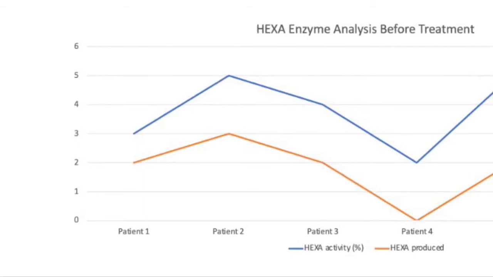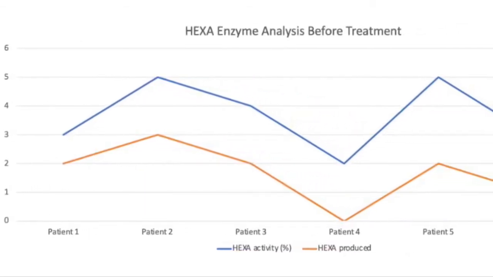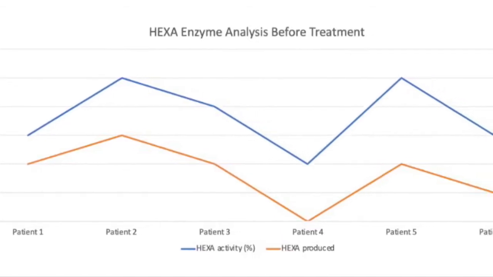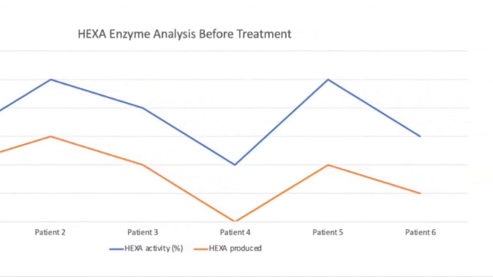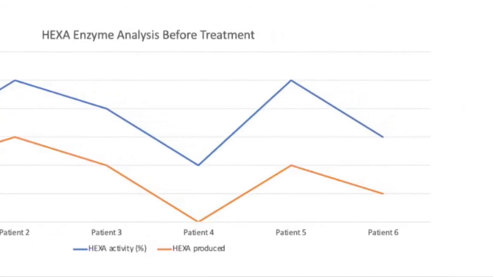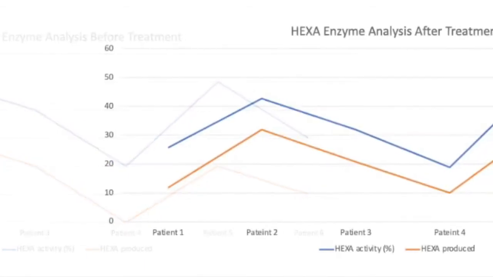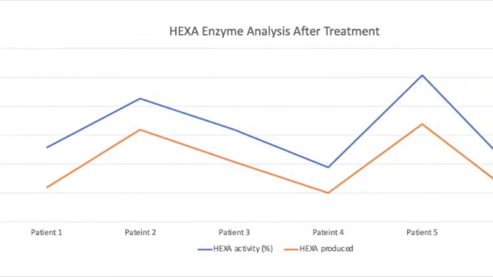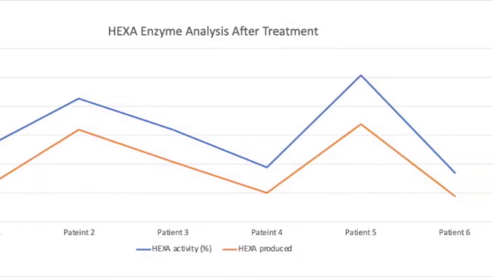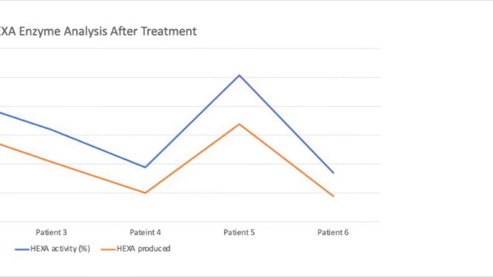Enzyme analysis was performed before and after treatment through the patient's serum to detect the level of protein produced and protein activity of the hex-A gene. As we can see in the graph before treatment, patients had very low hex-A production and the hex-A activity was less than 10%. After the treatment, we can see that the patients had an exponential increase in hex-A production as well as hex-A activity. The patients that showed the most increase in hex-A production and activity were those receiving both alpha and beta subunits.